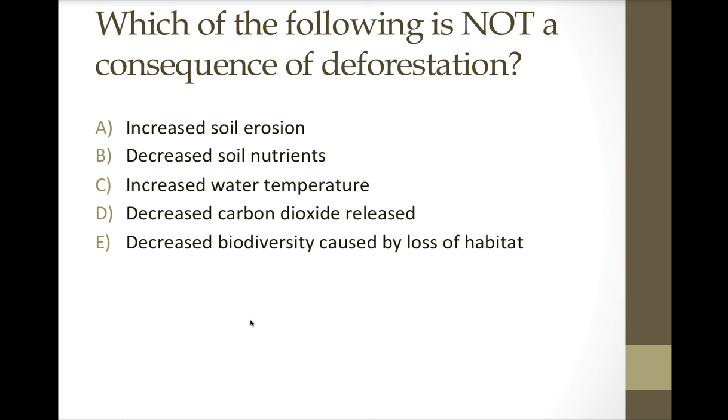And just to clarify with E, obviously, when we cut down all the trees, we're going to have decreased biodiversity caused by loss of habitat. So E is a true statement, which means it's not the correct answer. In this question, it's one of those backwards ones. We're looking for which of the following is not going to happen when we cut down all the trees. So E will happen, so E can't be one of our choices.